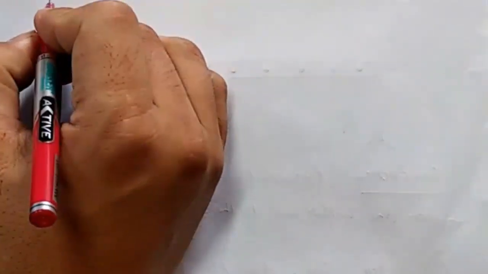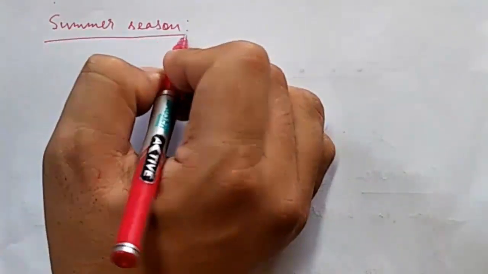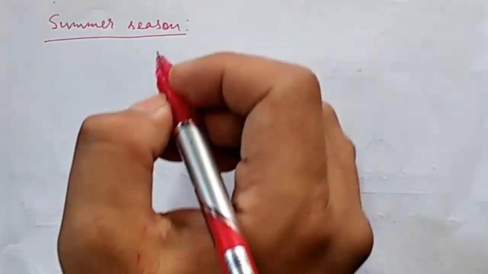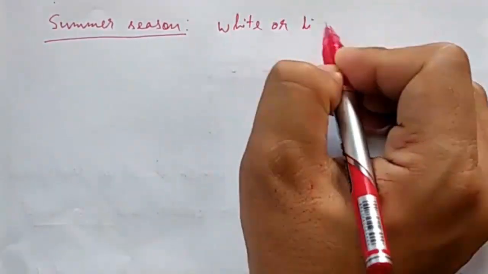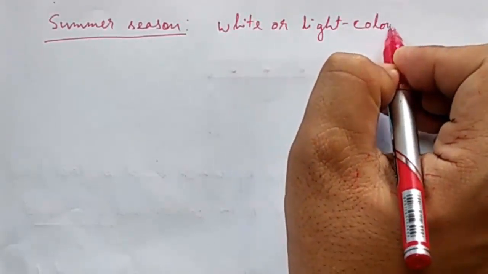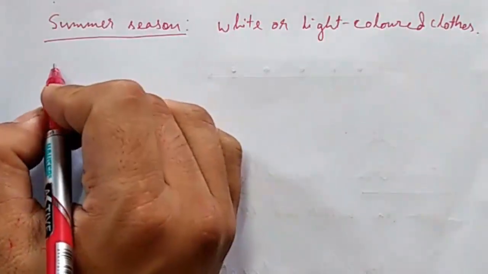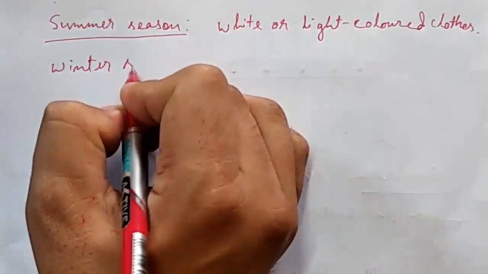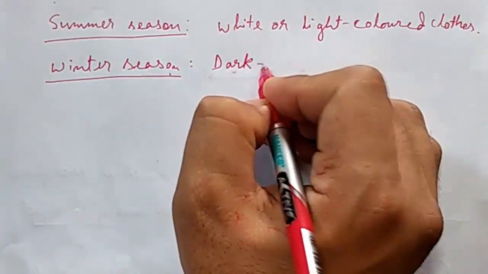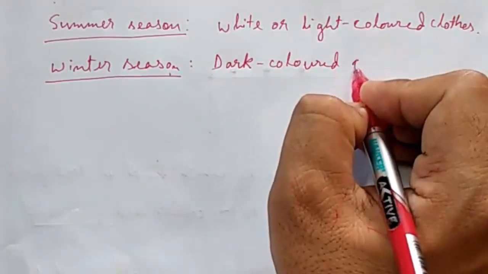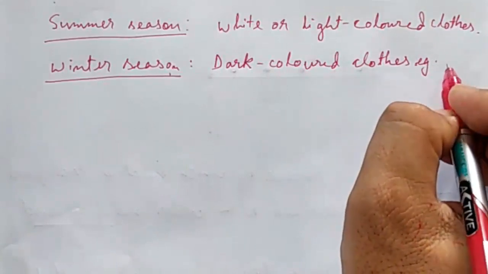So during the summer season, that is during the time of hot weather, we are more comfortable wearing white or light colored clothes. And during the winter season, we prefer dark colored clothes, which may be black in color.